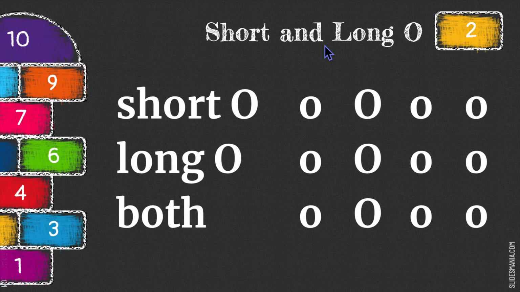Now we have our short and our long O sounds. Short sound: ah. Our long O sound: O. Both sounds. We will do the short sound first. Ah, O. Ah, O. Ah, O.